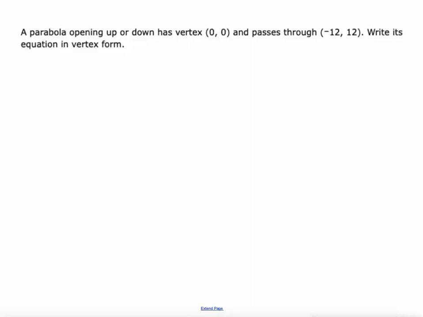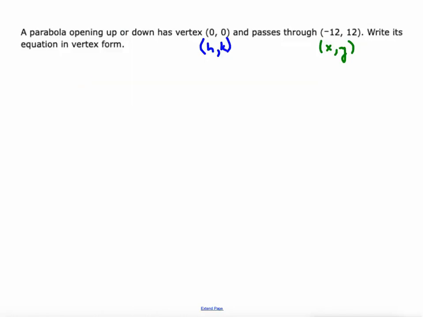We're given a vertex of 0, 0 for this quadratic function. It has not been translated right or left or up or down. And we know it passes through the point negative 12, 12. Okay, well, the 0, 0 are our h and k values, and the negative 12, 12 are our x and y values. So we have h and k and x and y. The only thing we're missing is a, and we're going to solve for that.